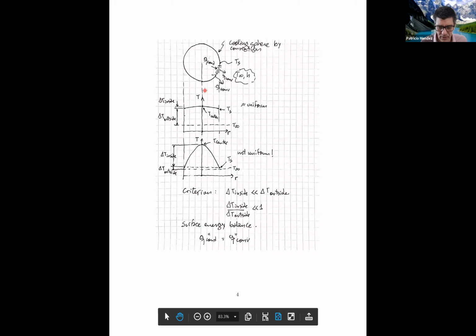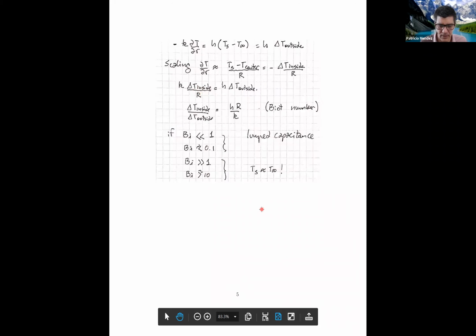If you remember, what we wanted to assess is this ratio, delta T inside over delta T outside. And this ratio now we can assess, and it is HR over K. H, the convection coefficient, times the radius, divided by the thermal conduction coefficient, the thermal conductivity.